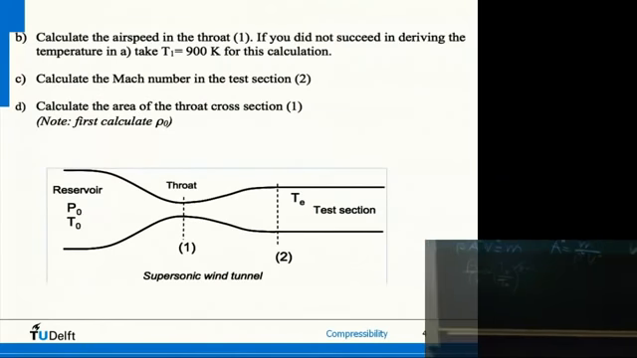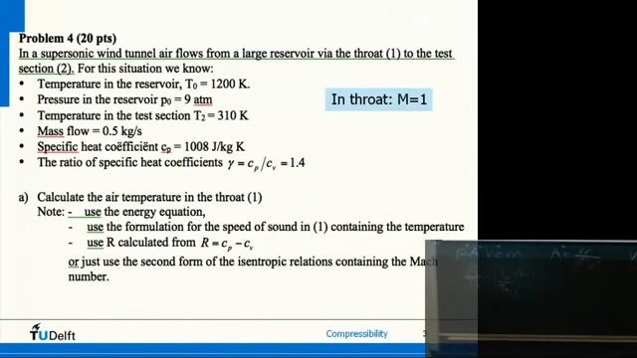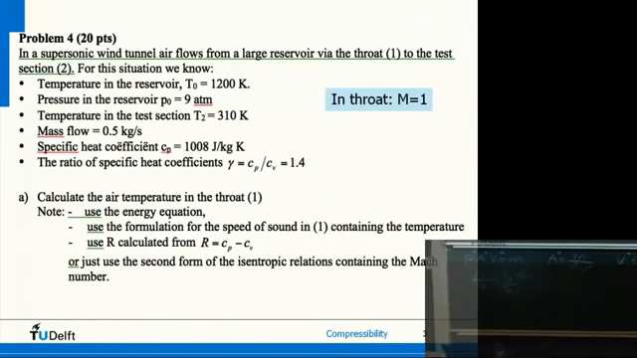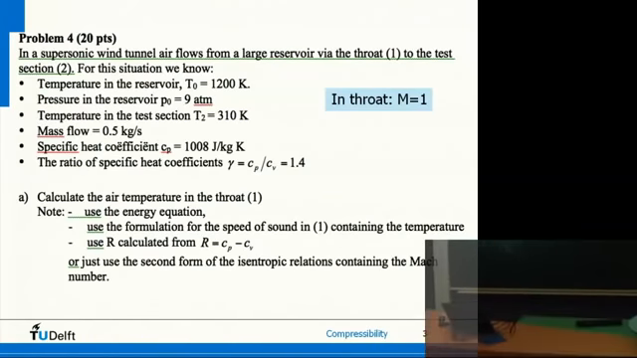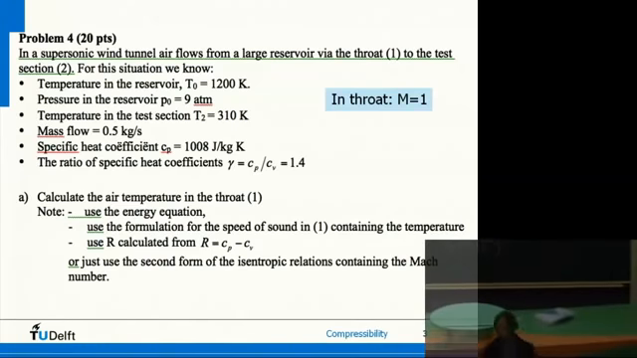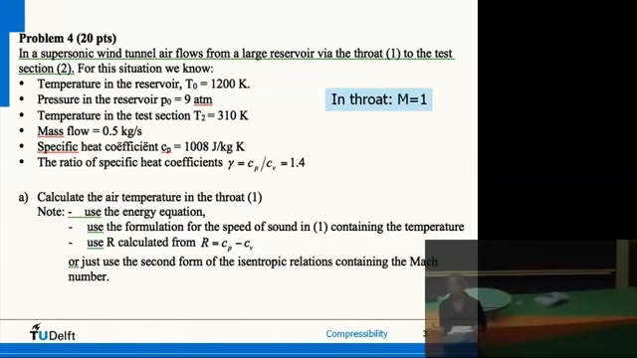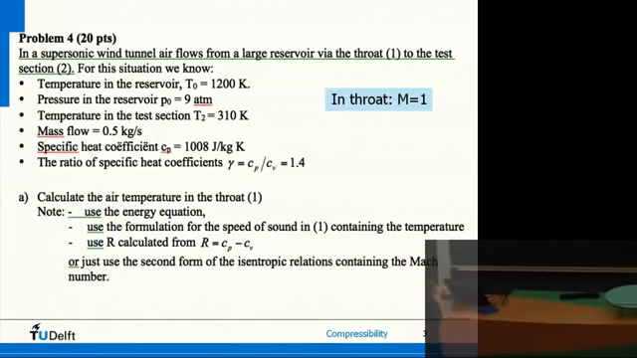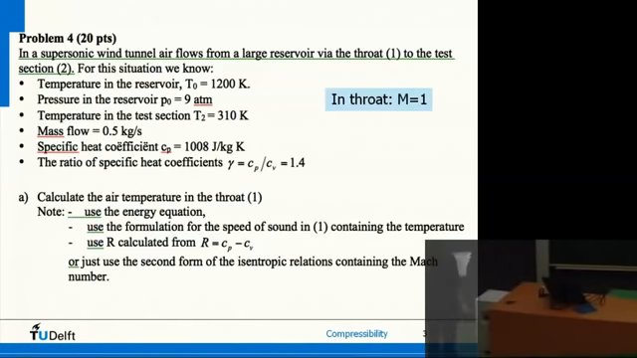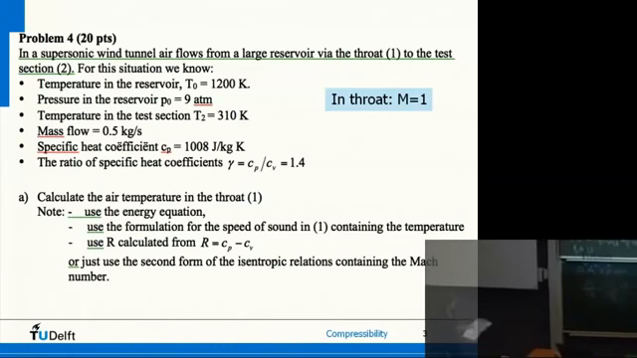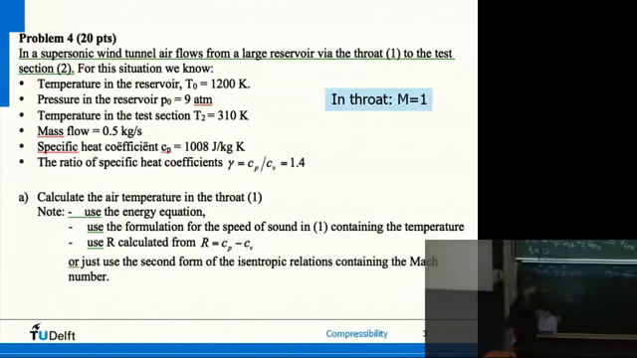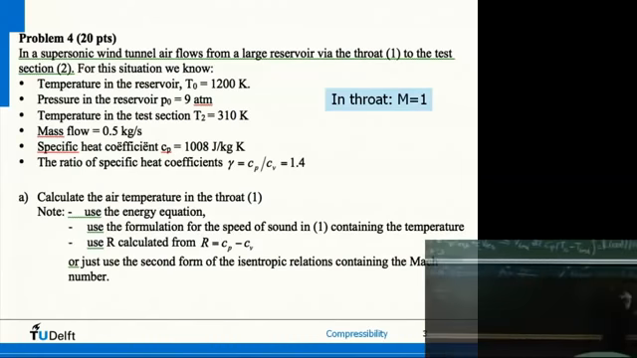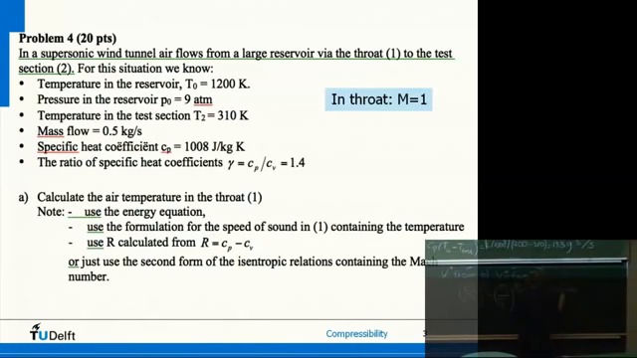Okay, why the reservoir? We also have temperatures in the throat, right? We need pressure, because for rho 0, it's not enough to have temperatures. We use the equation of state, and we need pressure, and that's the only location that we know the pressure. Indeed, so rho 0 from the equation of state: P0 over R T0.